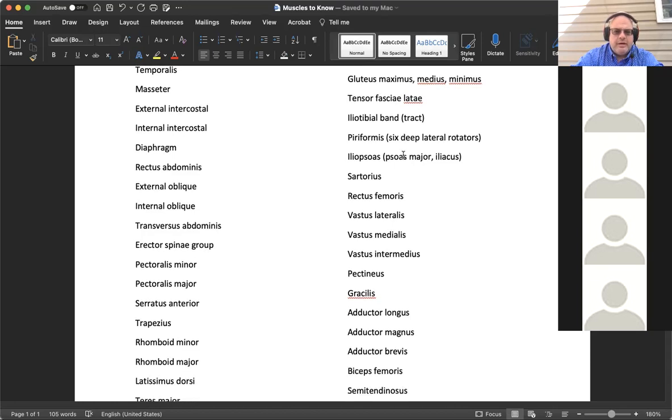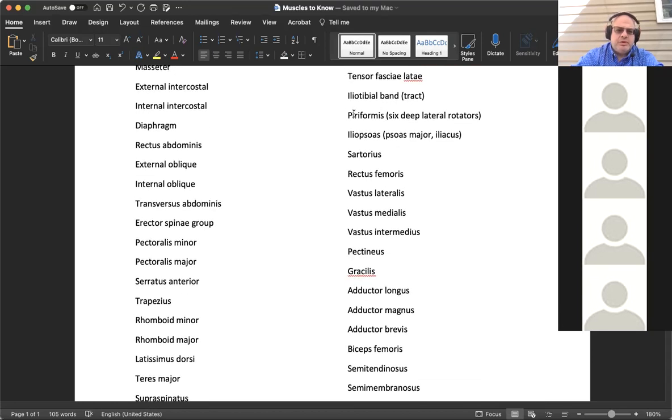Piriformis, I debated leaving this one in here, but I think it's important. You should at least recognize the name, because it is often involved in sciatic nerve issues. The sciatic nerve runs close to piriformis, and often a tight piriformis will cause sciatic nerve issues. Iliopsoas, a deep trunk muscle in the lumbar region, pelvis, but it is a very important hip flexor.